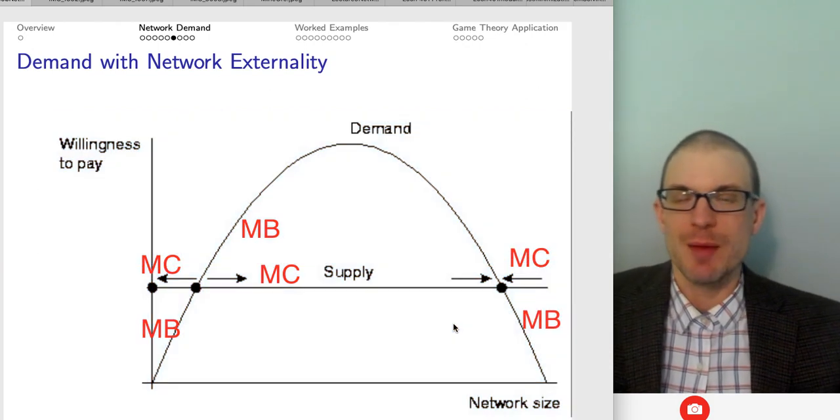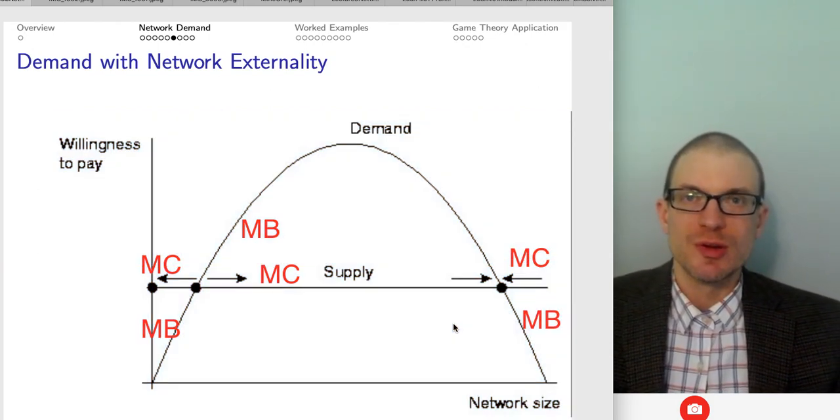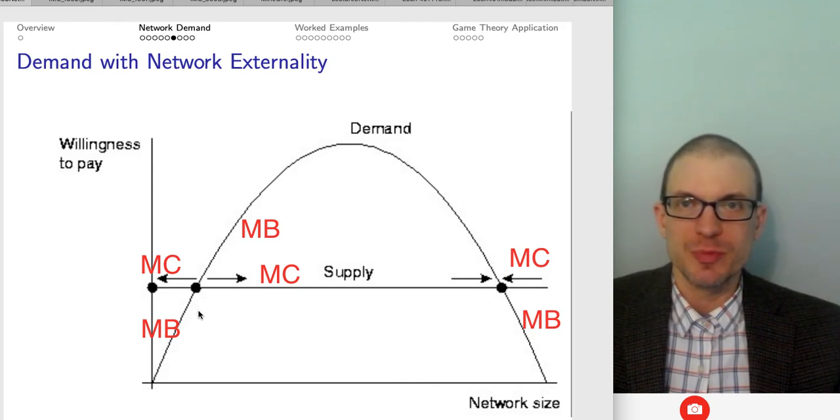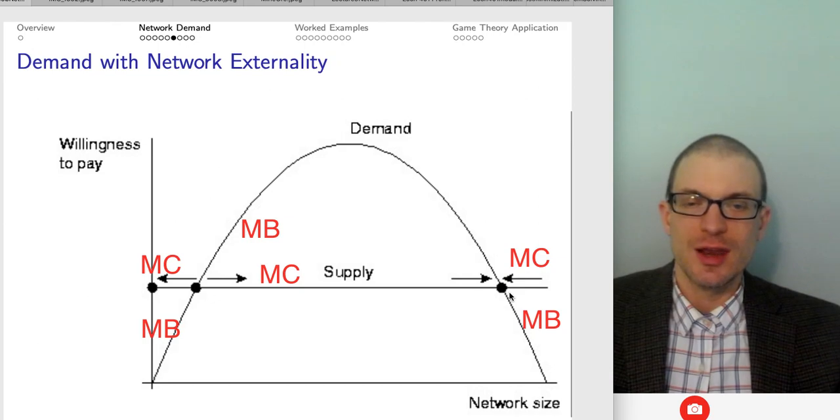Okay, so what's happening? We remember consumers want to buy whenever the marginal benefit exceeds the marginal cost. The marginal benefit is given by the height of the demand curve, the marginal cost by the height of the supply curve. You could just think of this as horizontal constant average costs equal to marginal cost. Over here, the marginal cost exceeds the marginal benefit, so you'd leave the network. Over here, the demand curve is higher than the supply curve, so you'd want to join the network all the way up to here, and then beyond this point, the demand curve is below the supply curve, marginal benefit is lower than the marginal cost.